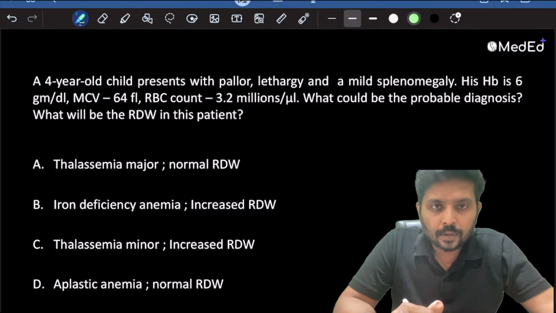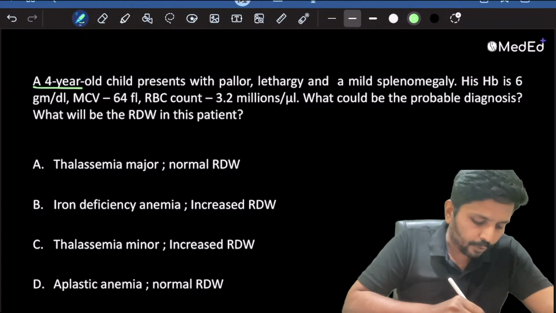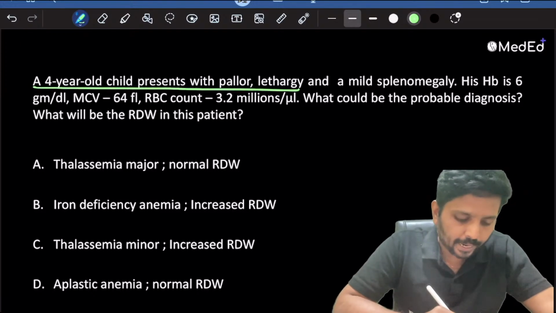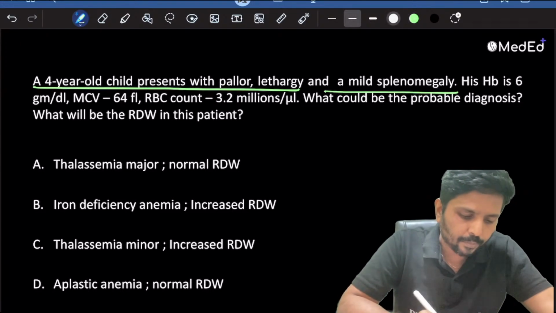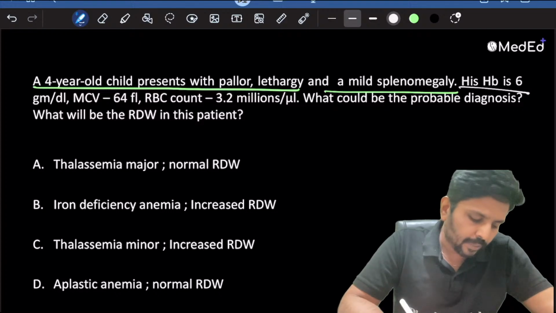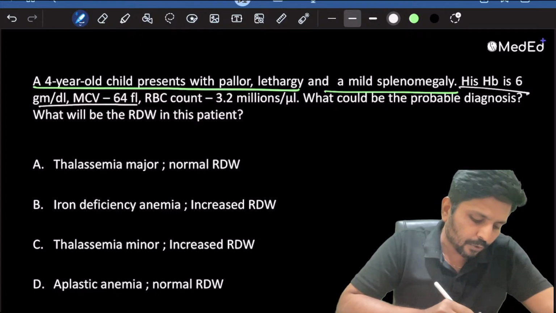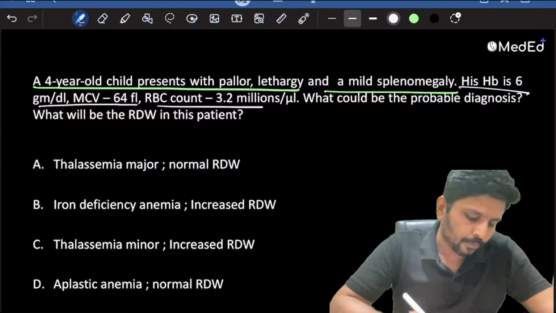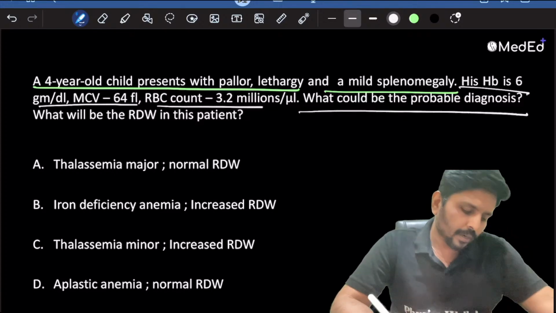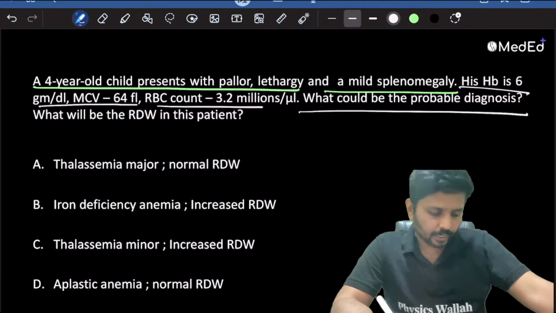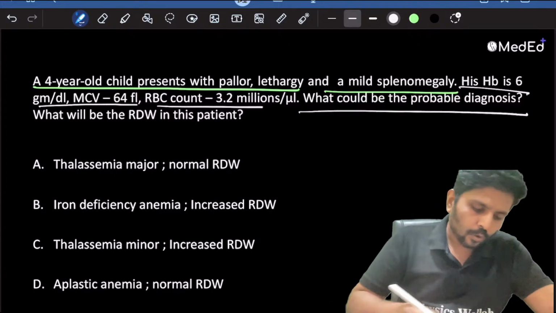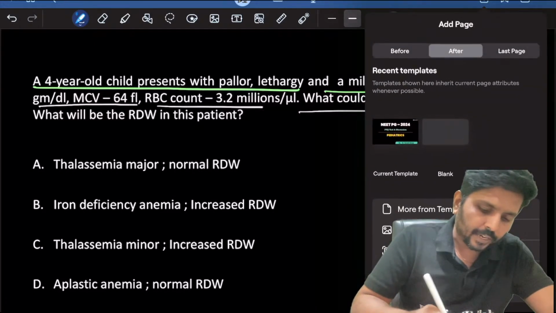A 4-year-old child presents with pallor, lethargy, mild splenomegaly. His hemoglobin is 6, MCV is 64, RBC count is 3.2. What could be the probable diagnosis? 4-year-old child. Okay, so remember the rule of 3.